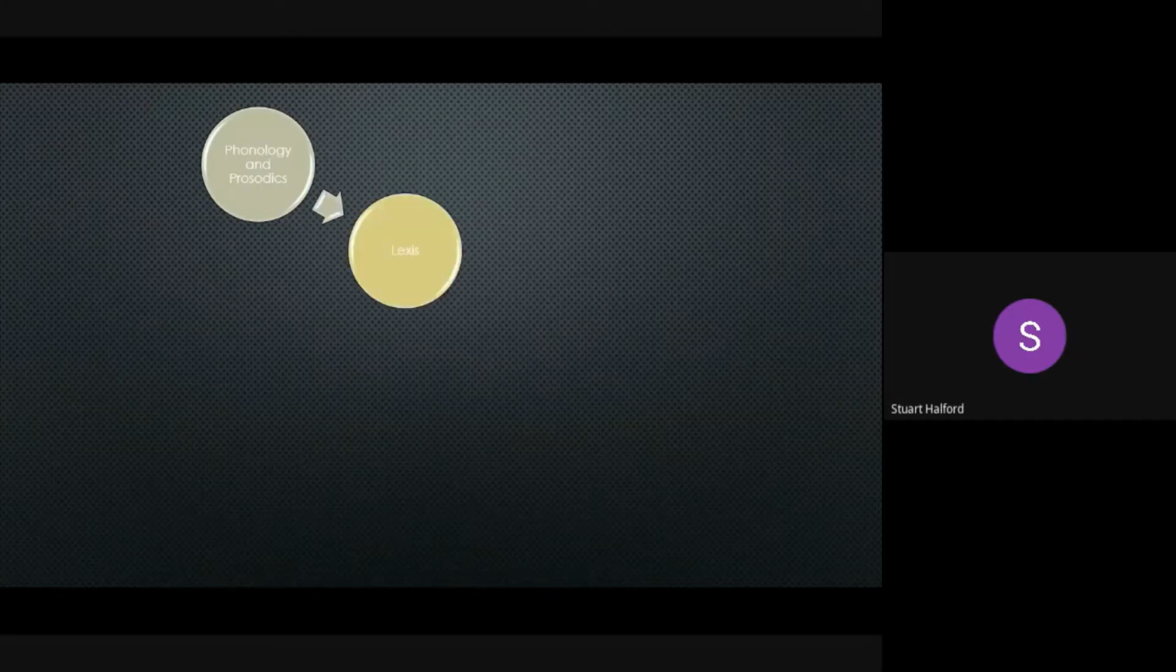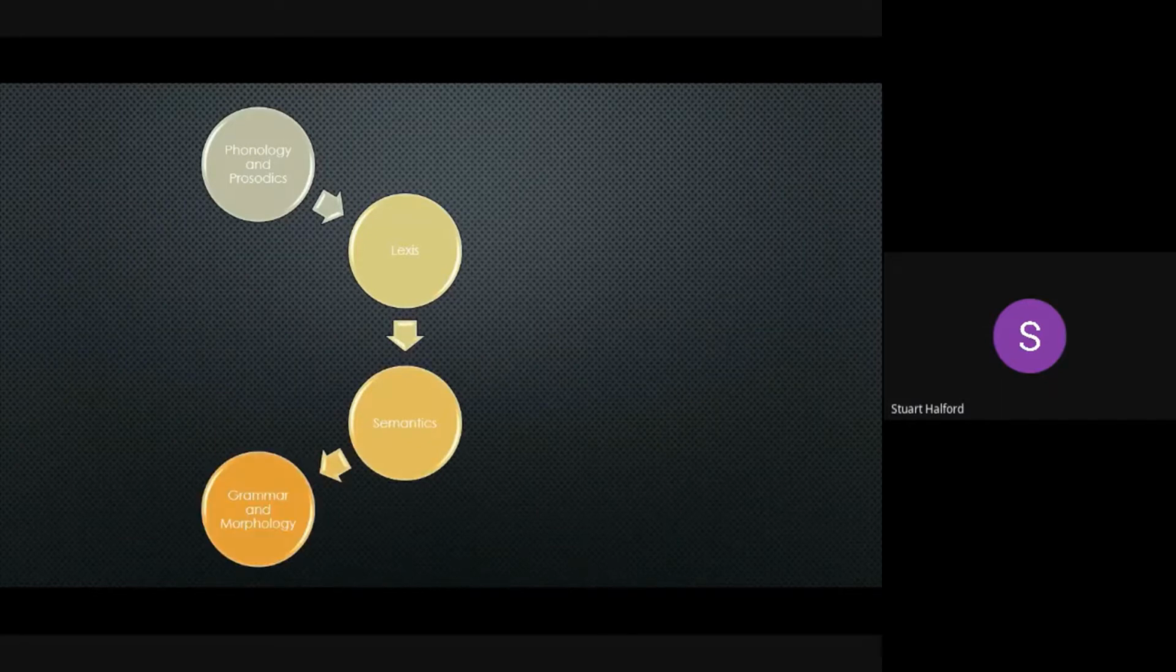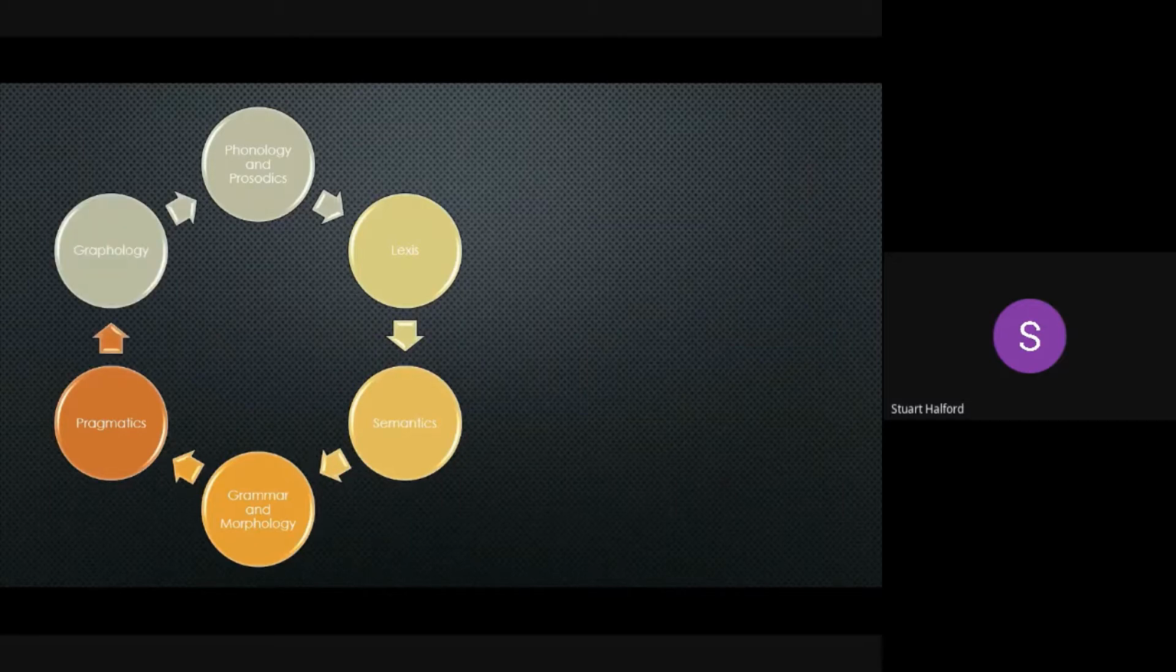The language levels are a framework that we use pretty much throughout the whole of the English specification to investigate language, and they consist of phonology and prosodics, which was covered in the first video, lexis, which was covered in the second, semantics, which was covered in the third, grammar and morphology, which was the fourth video, pragmatics, which will be the topic of today's video, and graphology, which will be the final one in this series before moving on to textual analysis.